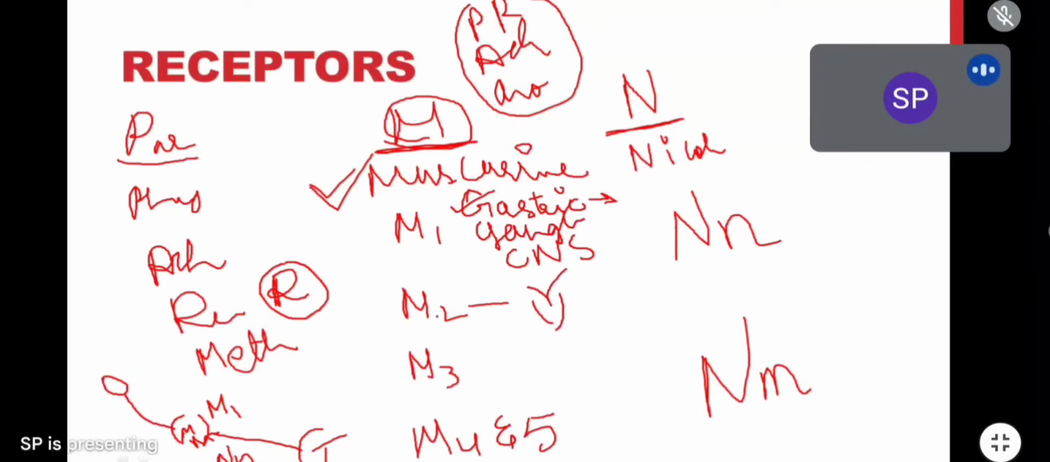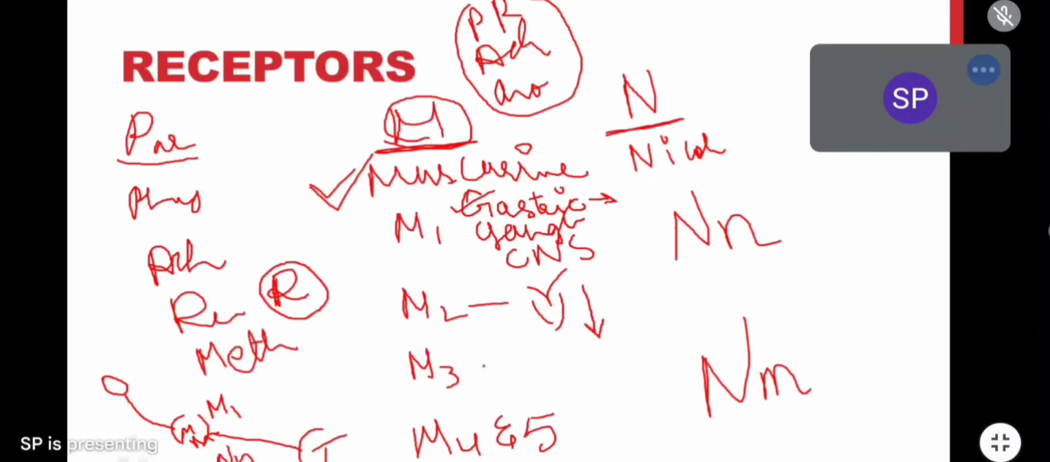Now M2 is present in heart. If M2 receptor is activated by acetylcholine, what happens? Heart will be depressed. Cardiac output decreases, AV conduction velocity decreases, force of contraction decreases, and heart rate decreases. All the actions of heart will be decreased. याद रख लो, इसके बारे में और डिटेल में समझा दूँ आपको.